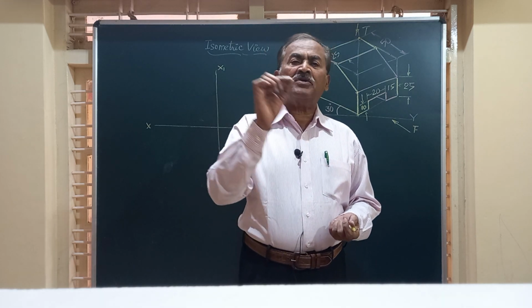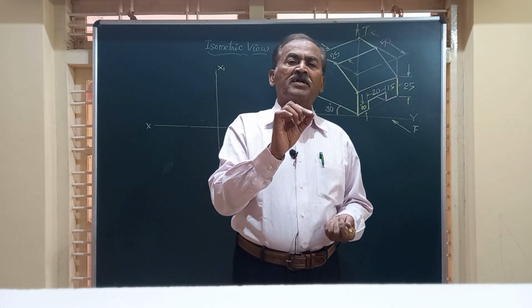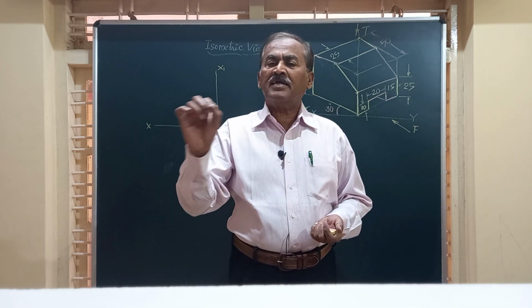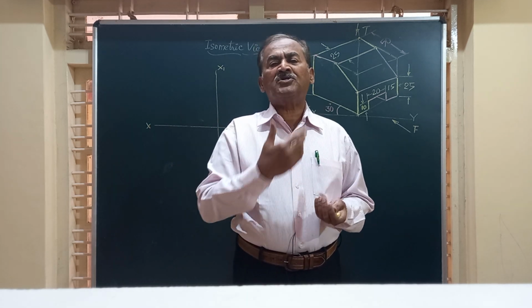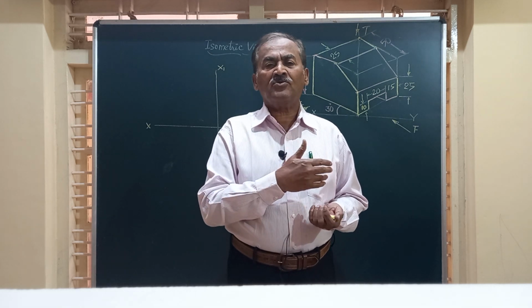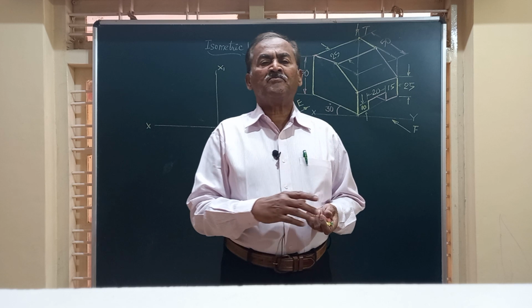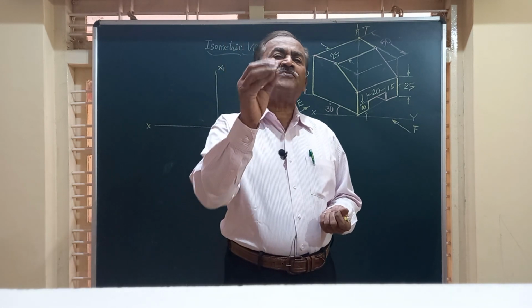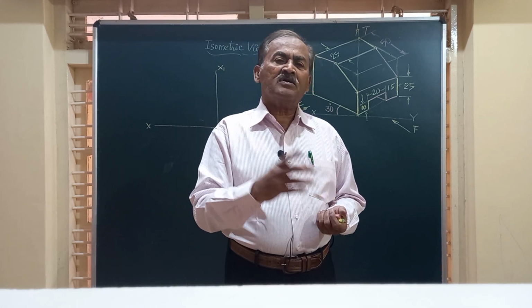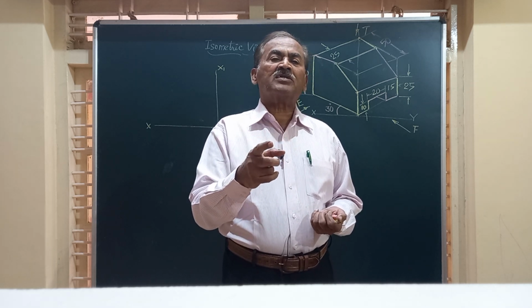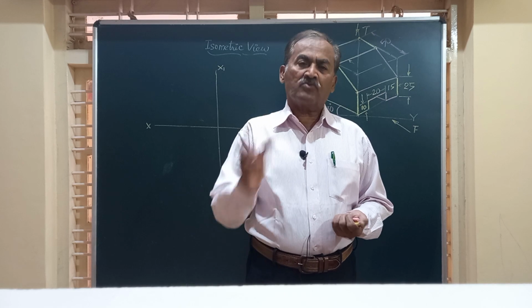If it is an isometric drawing or isometric view, you need not take any scale. Whatever dimensions are given, you draw those. So generally what happens in the examination is that students get 50% of the marks if it is done as an isometric view in place of isometric projection, and vice versa.